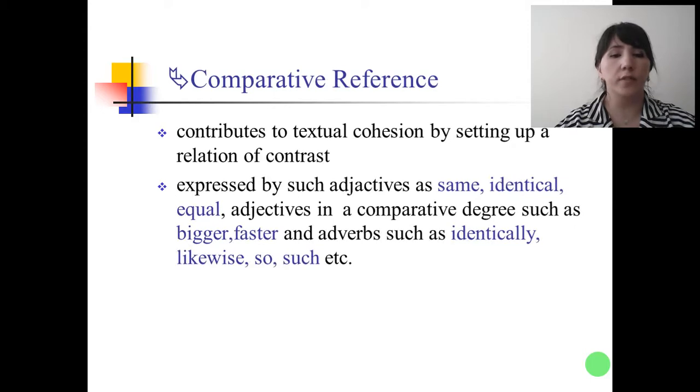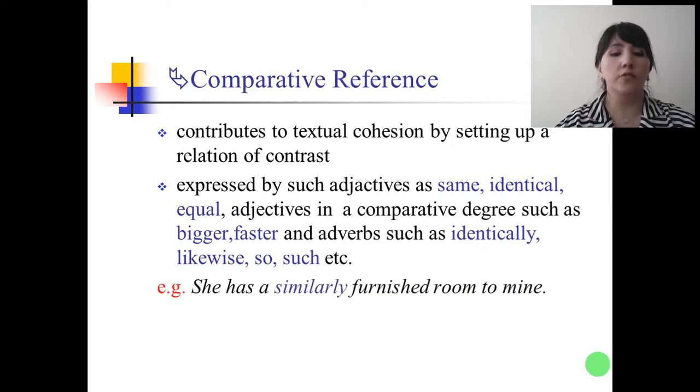Comparative references contribute to textual cohesion by setting up a relation of contrast, expressed by such adjectives as same, identical, equal; adjectives in a comparative degree such as bigger, faster; and adverbs such as identically, likewise, so, such, etc. For example, she has a similarly furnished room to mine.